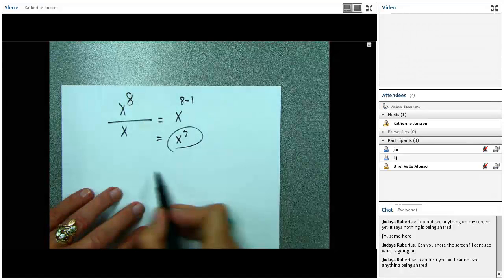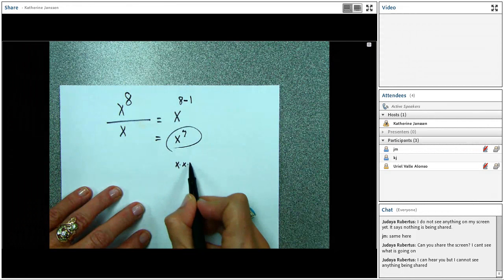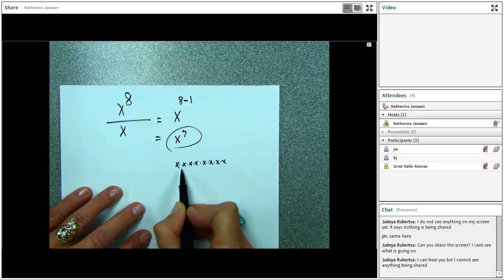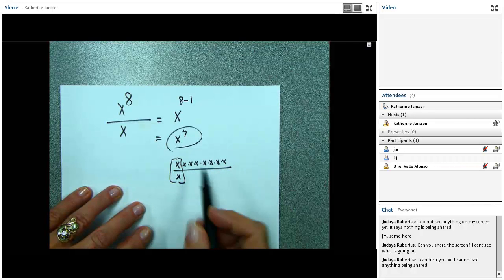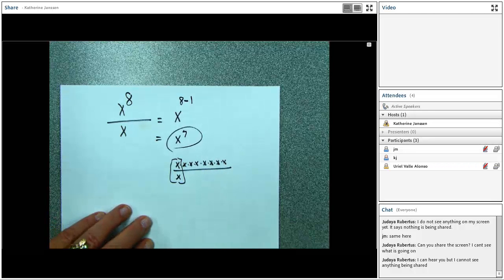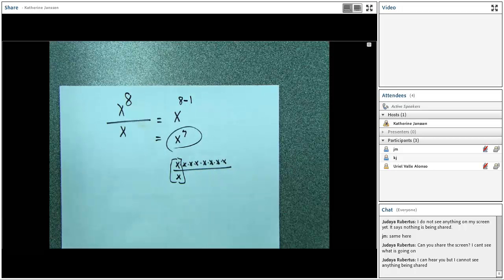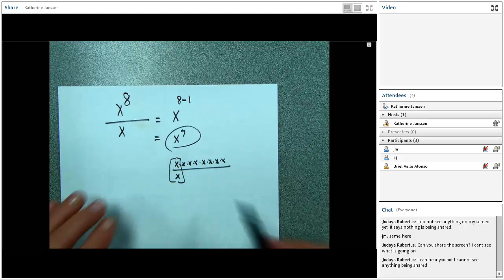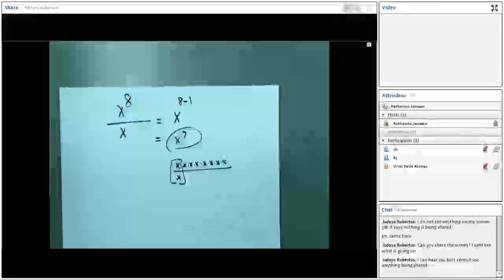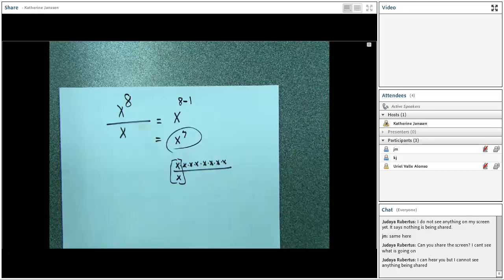Now, does that make sense? We have x times x times x times x times x times x times x times x. 1, 2, 3, 4, 5, 6, 7, 8 divided by 1 x. There's another name for 1. What's left? X times itself 1, 2, 3, 4, 5, 6, 7. So instead of doing all this manual labor, we want to make use of our quotient rule. That is, if you have like bases in division, subtract from the numerator's exponent the denominator's exponent.